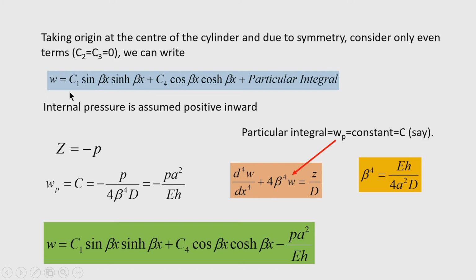So, with that advantage, we can now reduce the deflection equation to two constants of integration. What are the two constants of integration? C1 and C4 that were associated with the sine and sine hyperbolic functions and cos and cos hyperbolic functions. So, both are now symmetrical functions associated with a particular integral. Internal pressure is assumed positive inward. So, it is acting outward because the pressure, that is internal pressure, fluid pressure or whatever may be, is acting outward. Therefore, it is taken with a negative sign. So, Z is taken as minus P.